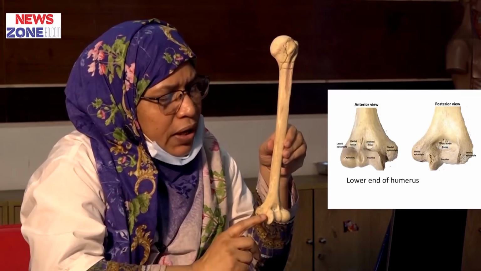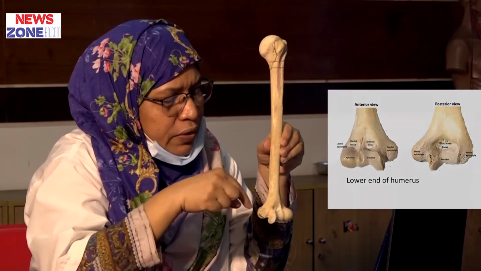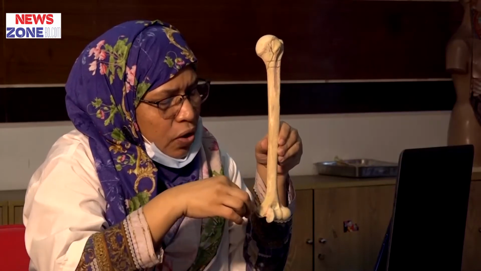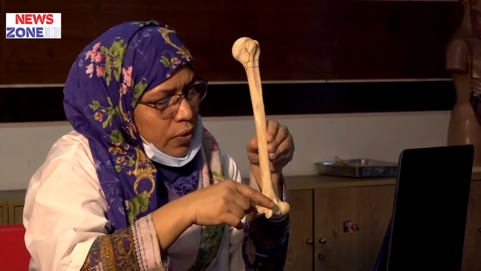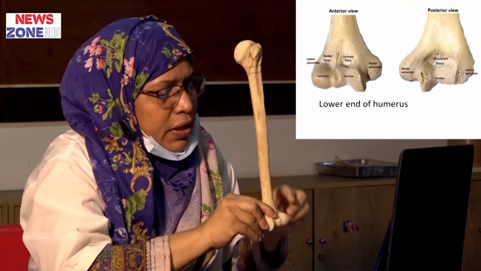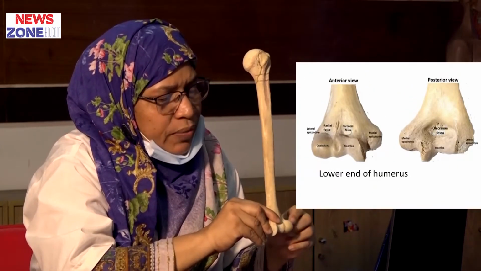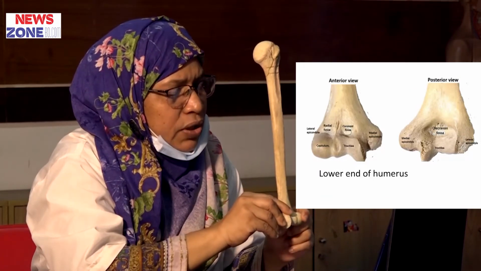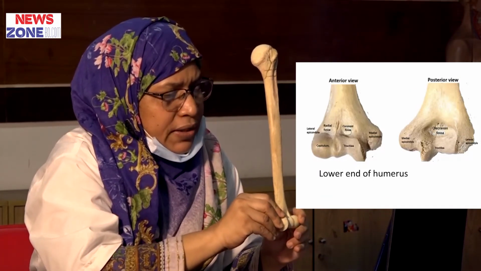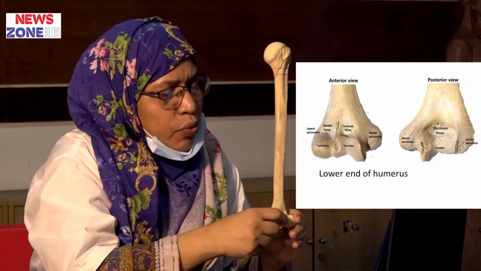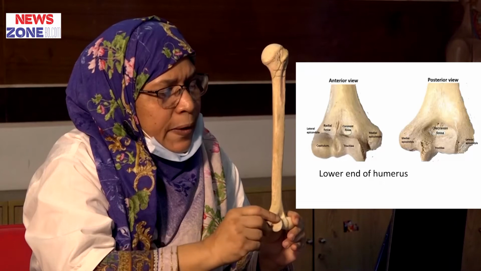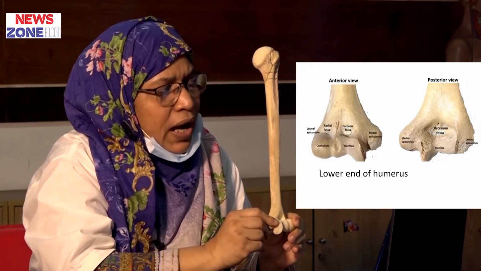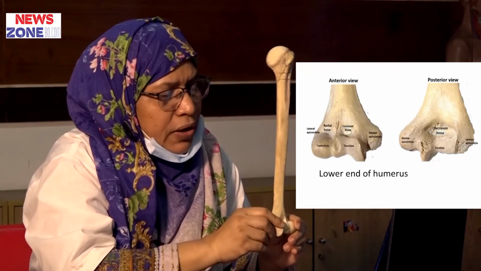These are other features, some articular and non-articular. Both epicondyles are non-articular, and there are two articular parts. Laterally there is a rounded capitulum for articulation with the head of the radius, and there is a pulley shaped structure, the trochlea, which articulates with the trochlear notch of the ulna. So these are the articular parts.